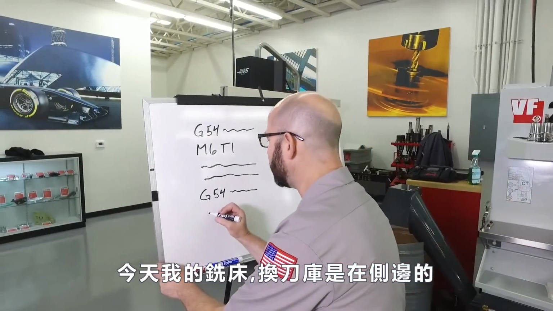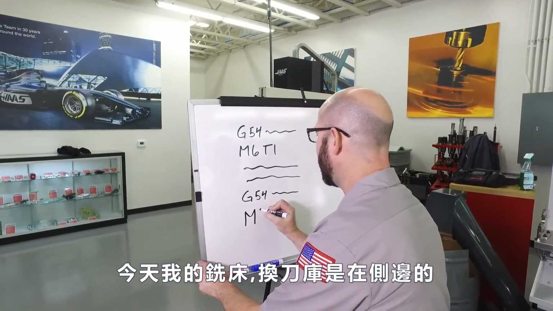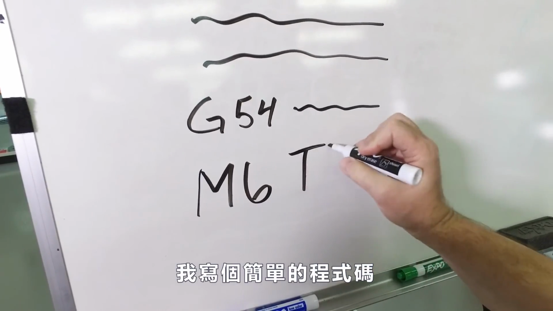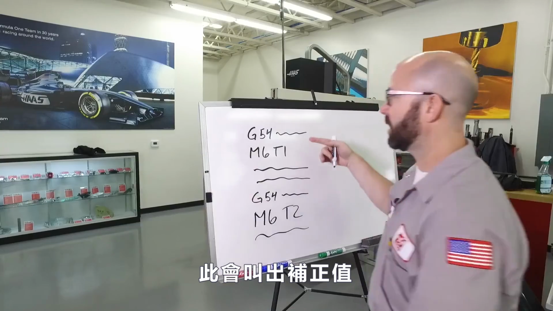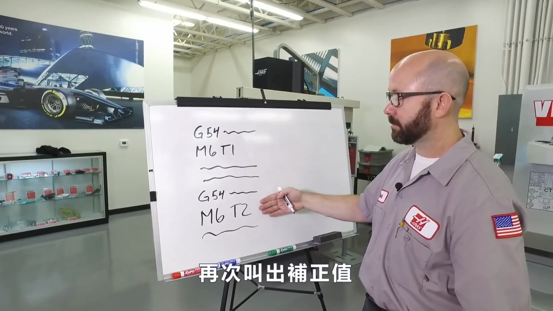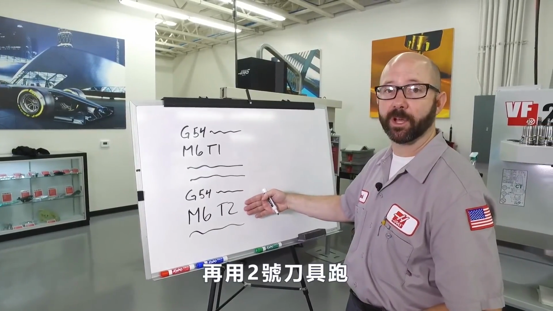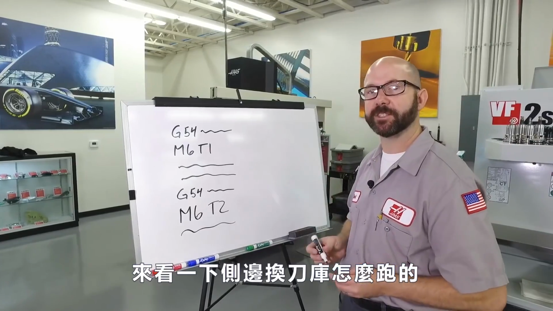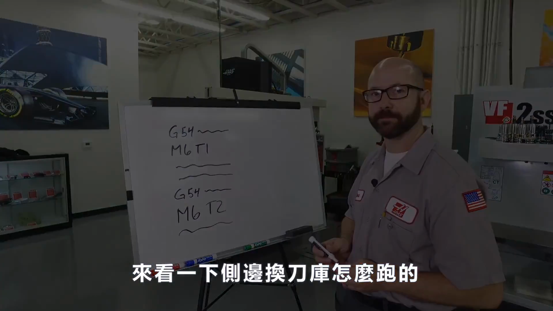Okay, so today we're on a machine that has a side mount tool changer, and I've written a simple piece of code here that's going to call up my work offset, run some code using tool 1, then call up my work offset again and run some more code using tool 2. Let's see how the side mount tool changer reacts to this code.